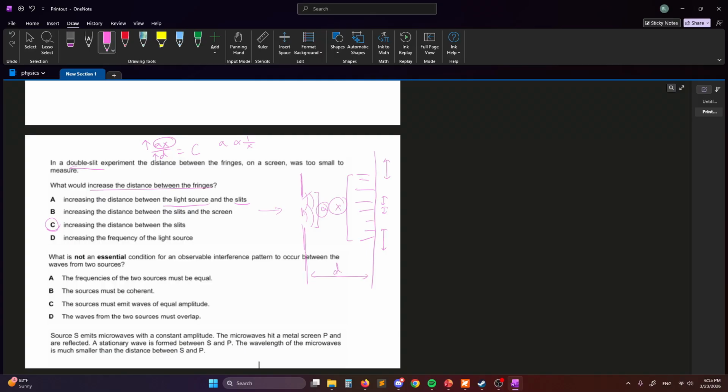And then for D, increasing the frequency of the light source. Okay, so it is like frequency. So if we increase the overall product, it doesn't necessarily, if we increase the frequency, it doesn't necessarily affect the distance between the fringes, I think. It just increases the magnitude of like how dark it can be, essentially.